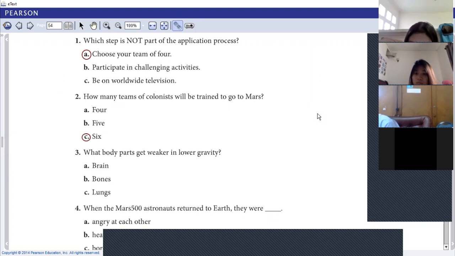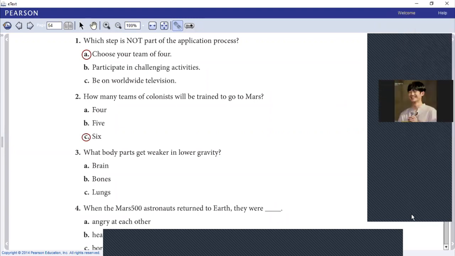Carissa, could you do number 4? When the Mars 500 astronauts returned to Earth, they were? Do you know that one? Number 4? They were heavier, Carissa. It's B, heavier than they were before they left. They gained weight. So number 3 is B, bones. Number 4 is B, heavier than they were before they left.